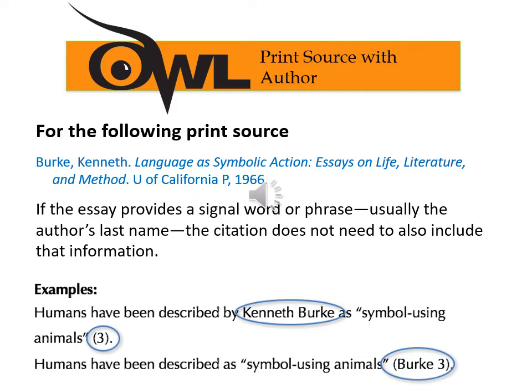And you can see at the very top, the print source. This is what it would look like on the works-cited page. Notice it says the last name of the author first, comma, then the first name of the author, then period. Then we see there's a title that's italicized. That lets me know it's a book. Language as Symbolic Action: Essays on Life, Literature, and Method. University of California Press, so the publisher, and then the year that it was published, 1966.